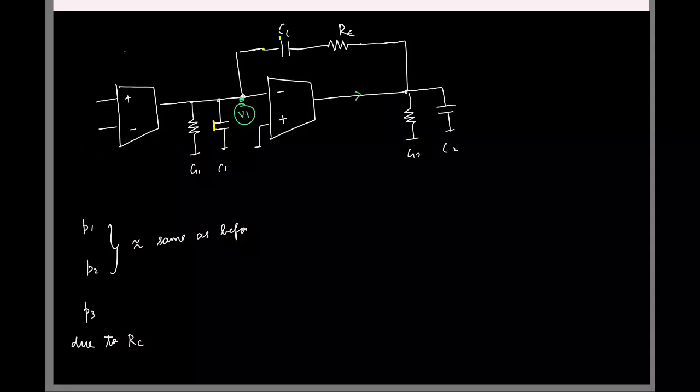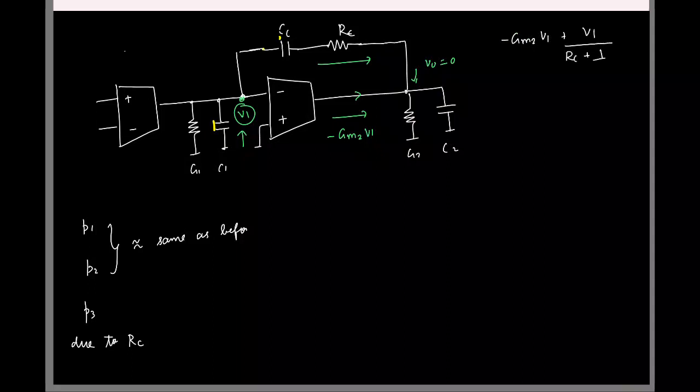So again, for finding the 0, I'll assume the output is at 0. If again this voltage is V1, what is the current flowing here? Minus GM2 V1. What is the current flowing in this direction? Let me write it then. We'll have minus GM2 V1 coming from the transconductor, plus V1 by RC plus 1 by CC. These two will add to 0.